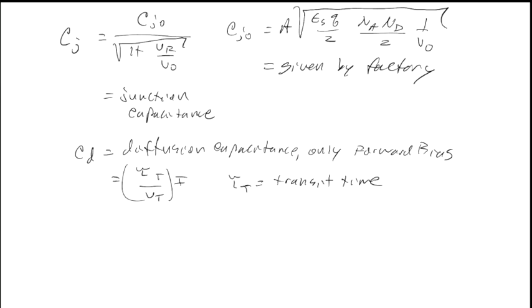That's how long it takes to cross the junction. So how long it takes carriers to go across through the depletion region, that's the transit time. Those would be given to you too. But you can make a useful device whose capacitance varies with voltage.